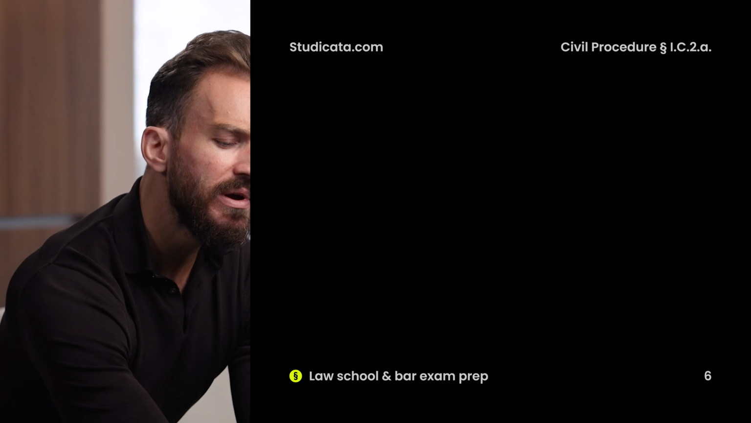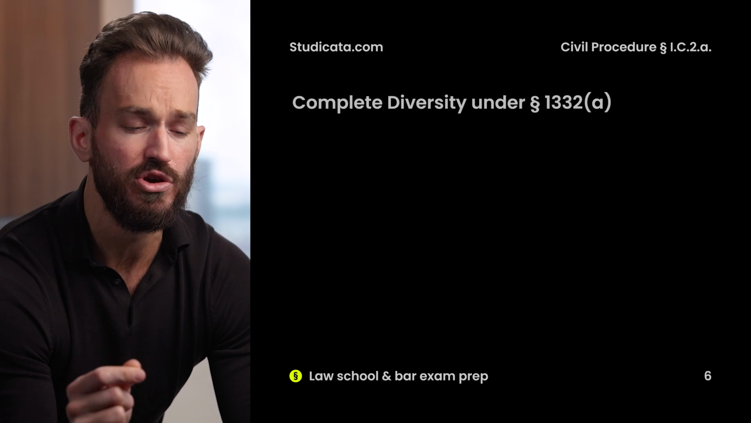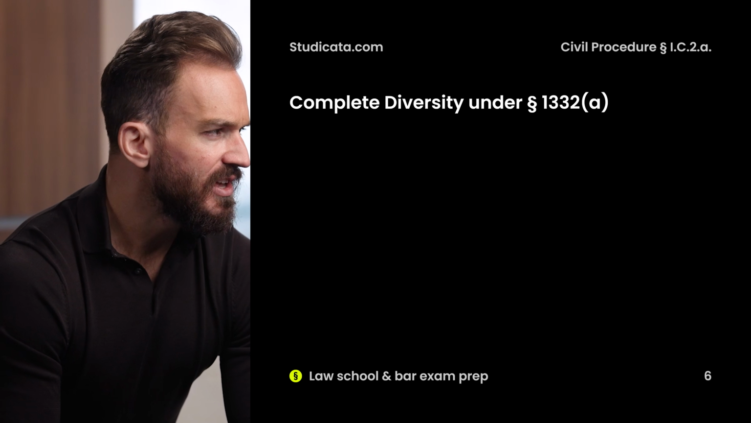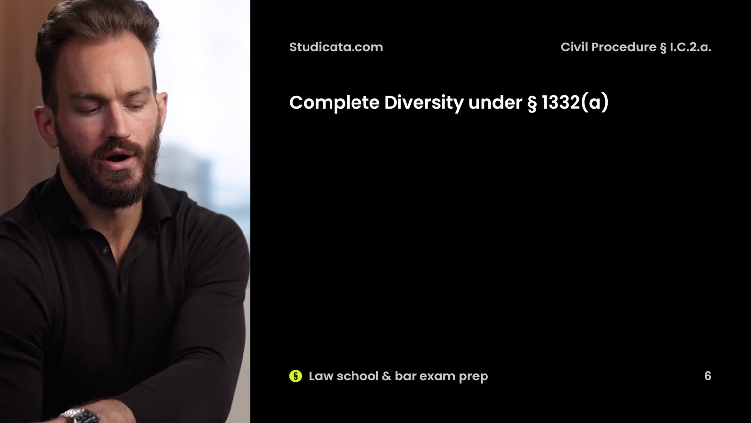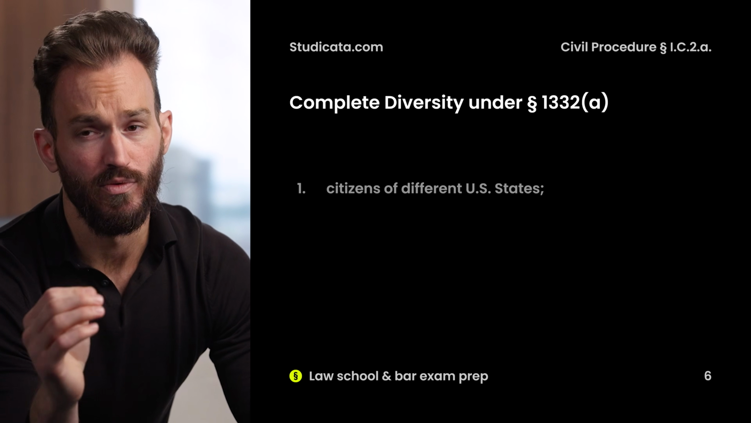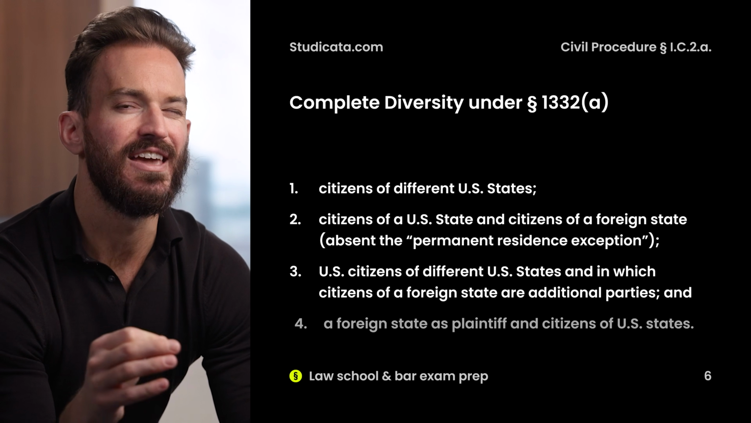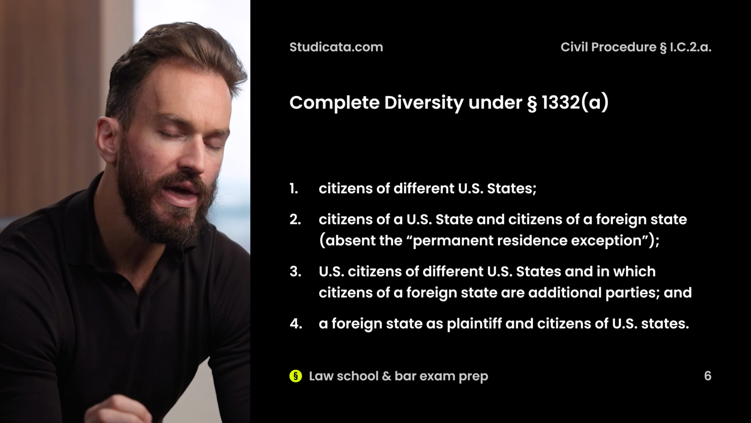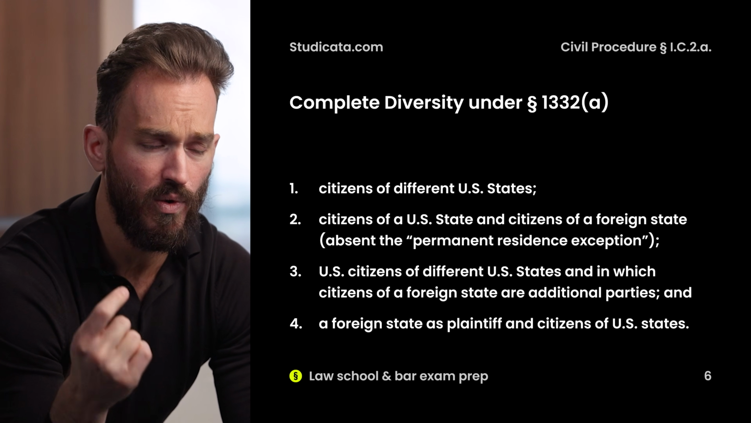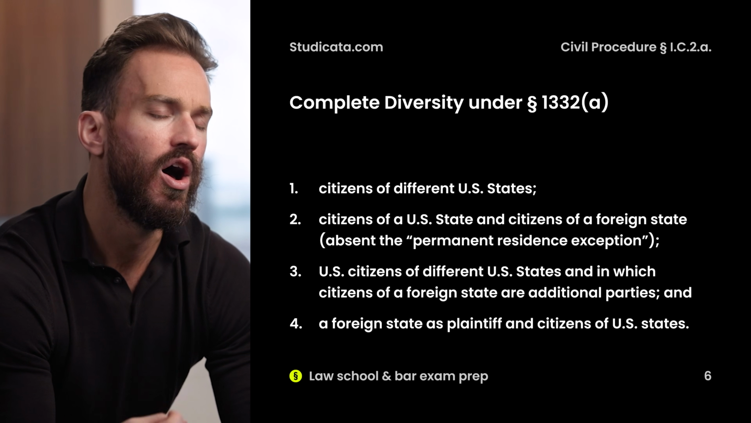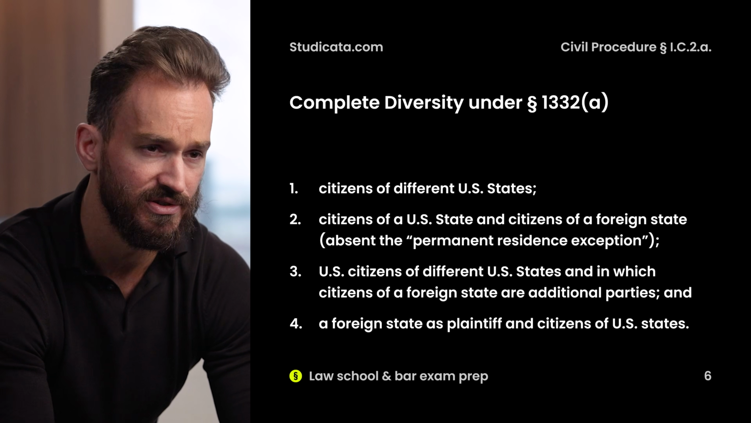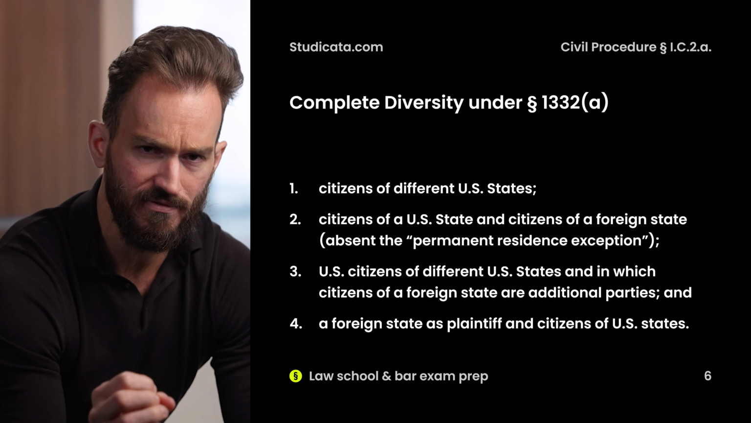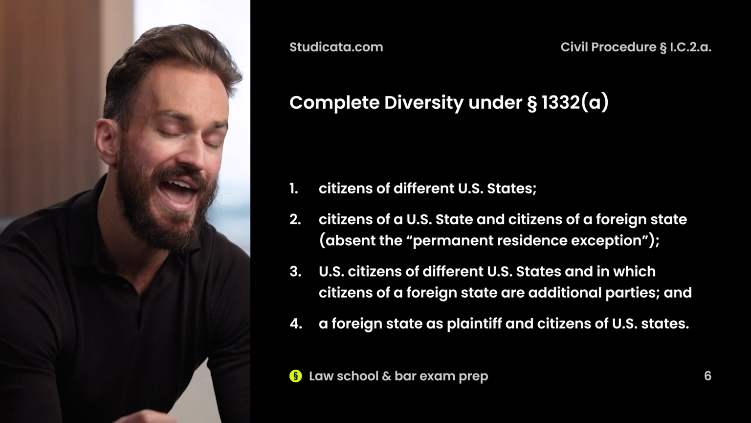Now we need to actually break down 28 U.S. Code 1332(a) in a little bit more detail. We'll see 1332(a) actually has four subsections. We have 1332(a)(1), (a)(2), (a)(3), and (a)(4), and they all deal with slightly different fact patterns. So what we just went over is a situation where all of the parties in our lawsuit are citizens of states within the United States. That's the most classic fact pattern, and that's 1332(a)(1).